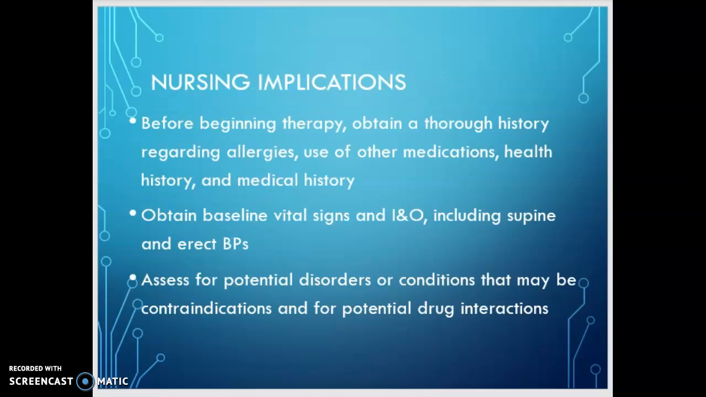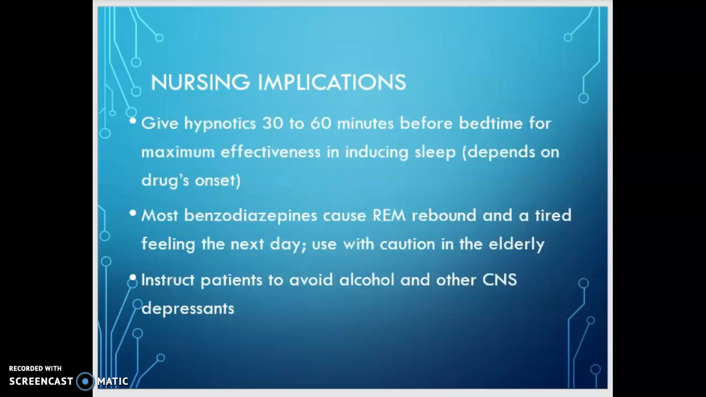So let's talk about the nursing implications of our CNS depressants and our muscle relaxants. Before beginning therapy, we want to obtain a very thorough history regarding allergies, use of other medications, and medical history. Make sure that we've got baseline vital signs and intake and output, including supine and erect BP. So we want to do the three-step, what do we call them? Orthostatic blood pressures. So let's make sure that we get those. We want to assess for potential disorders or conditions that may be contraindications and for potential drug interactions.